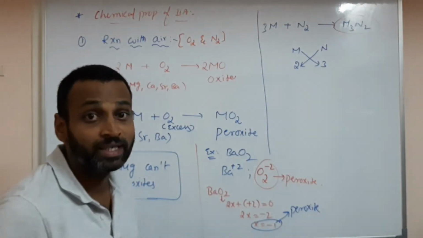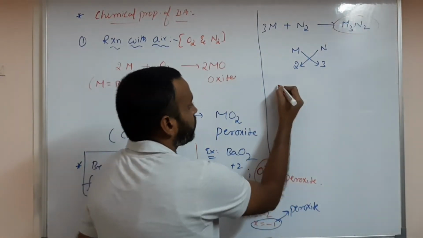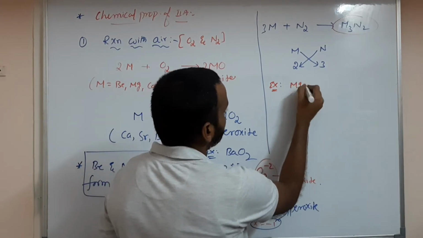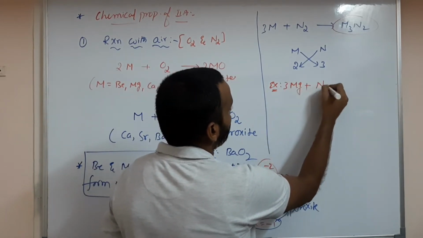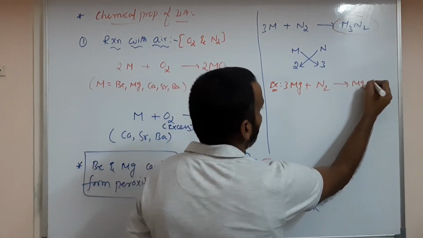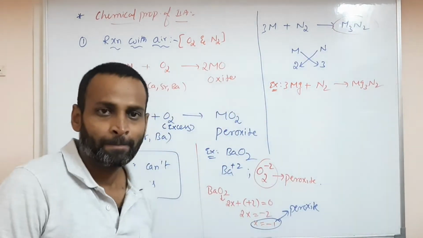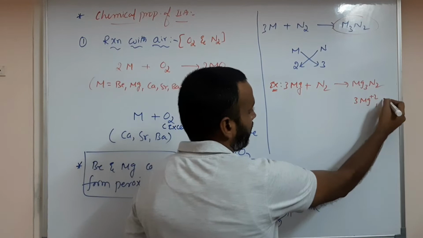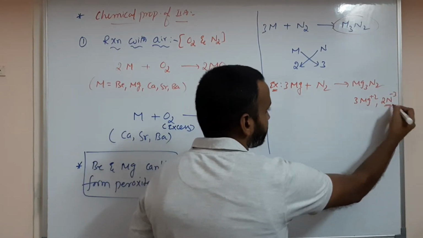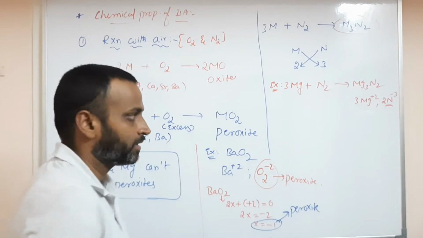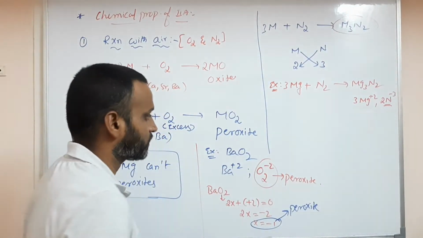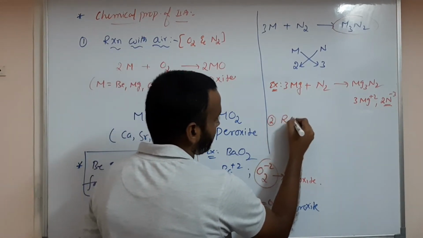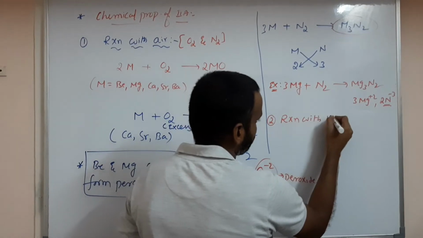As going down, reactivity increases. Remember this one. Okay. So if you want an example, you can write like this: magnesium, when it reacts with N2, you will get Mg3N2, magnesium nitride. Got it, sir? So the charges, I think you know: Mg is +2 and N is -3, because nitrogen is more electronegative, no? That's why.